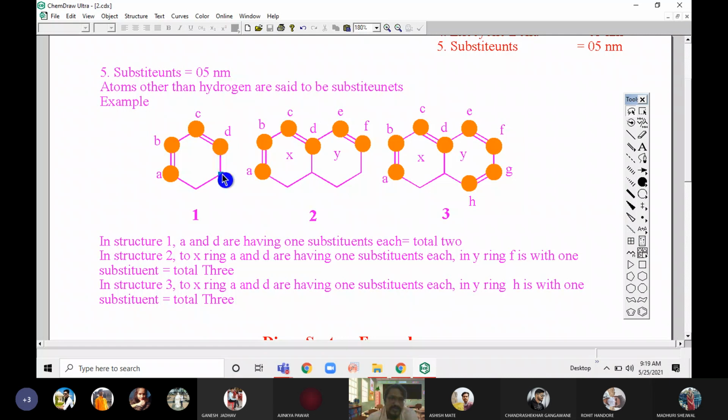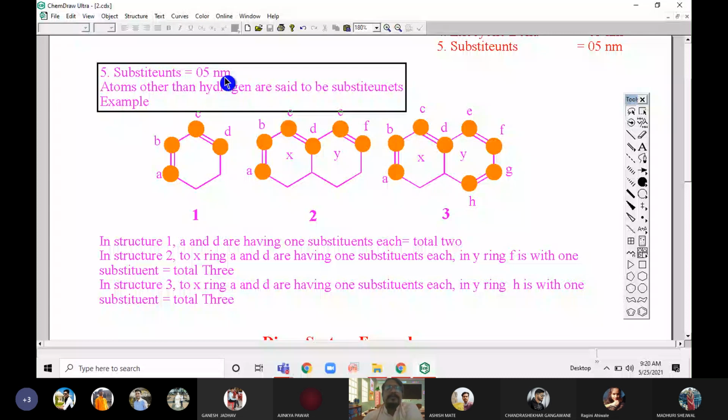So this is a diene system. If I remove this part, then it will be like a diene system. And now on D and A there are two substituents, so total 5 into 2, that will be 2 substituents, and it will correspond to 10 nanometer. Okay, this is the first thing.